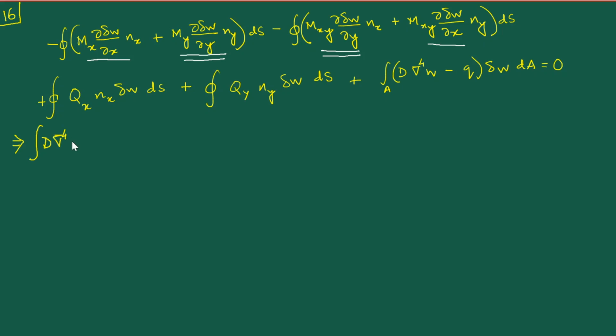I'll just write this as it is: d delta 4 w minus q delta w dA, and then this term, this mx nx plus this one mxy ny. Outside I have delta w del x, and the integration is with respect to s.